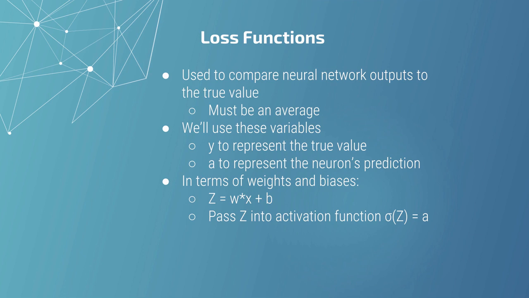Now, previously, I've referred to activation functions as f of z. Just replace the f with the sigmoid. It's just a cooler way of writing it. So a is just the value when z is passed into the activation function.